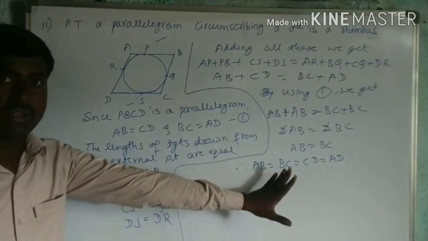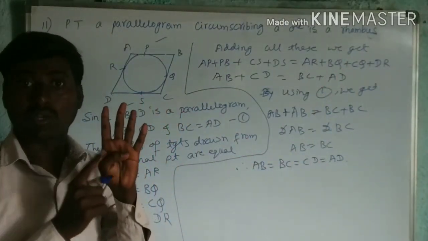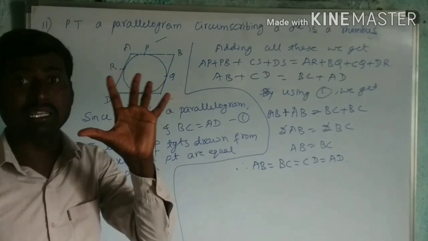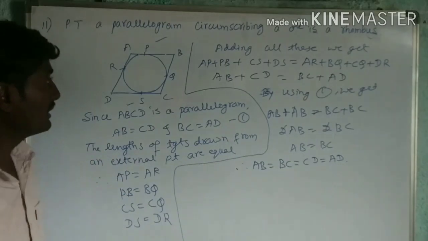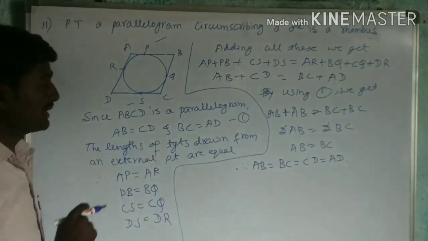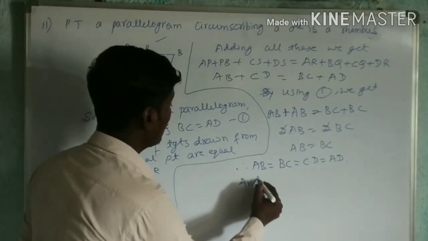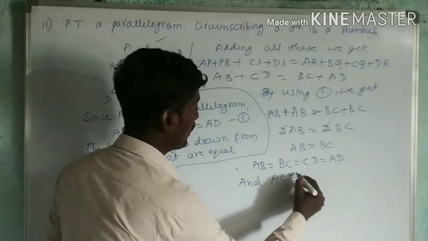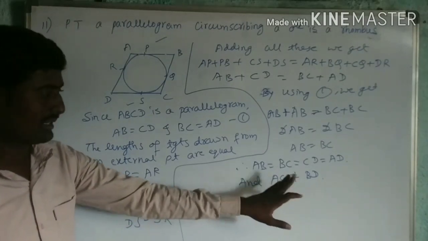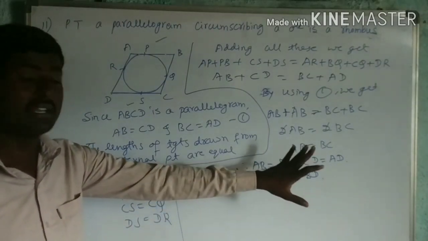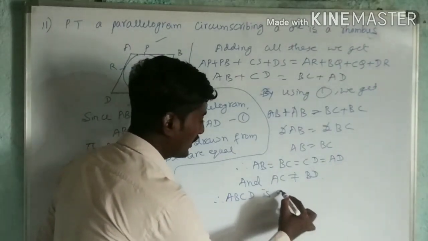We proved it. Now, to become a rhombus, there are two conditions. All four sides must be equal and the diagonals must not be equal. So, I proved that the four sides are equal. And also, initially they said ABCD is a parallelogram, so the diagonals are not equal. That is, AC is not equal to BD. Okay. So I got two conditions of a rhombus. Diagonals are not equal and all four sides are equal. Therefore, I prove that ABCD is a rhombus.